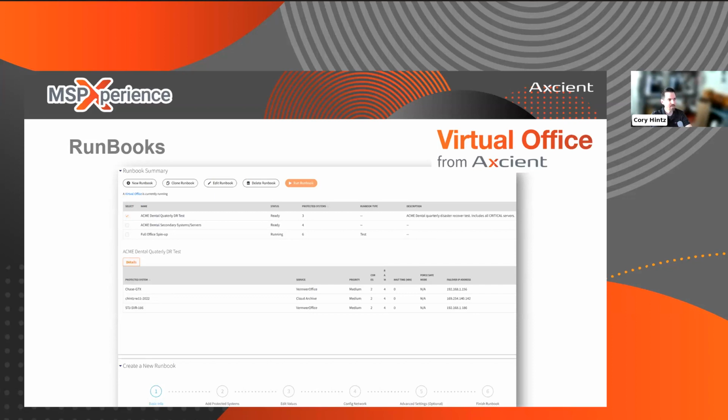You are able to create as many runbooks as you like. So as you can see here, there are 3 runbooks created. I typically recommend creating at least 2 runbooks for the average client site. One is going to be used for your real world DR scenario. That's going to contain all of your mission essential systems.